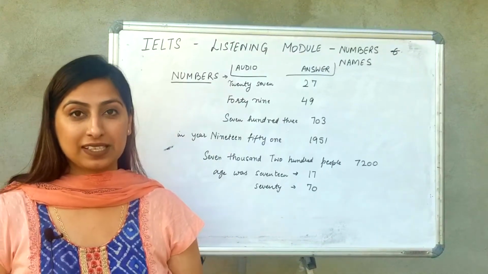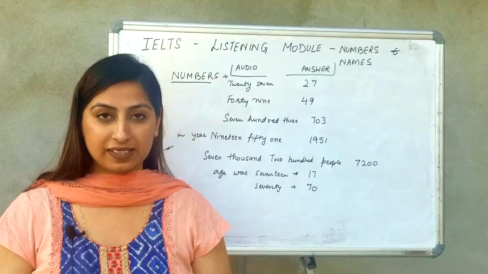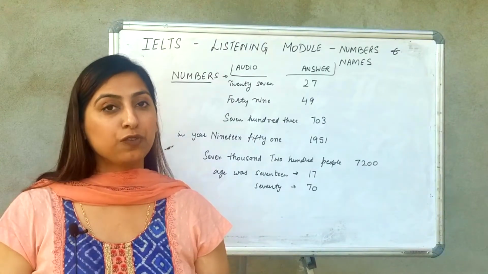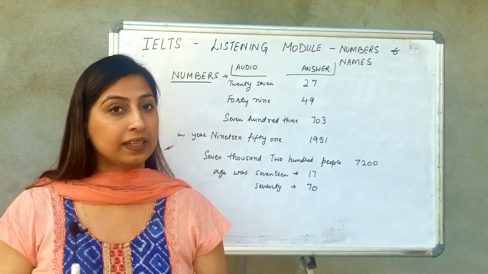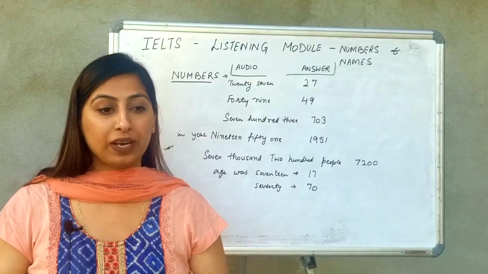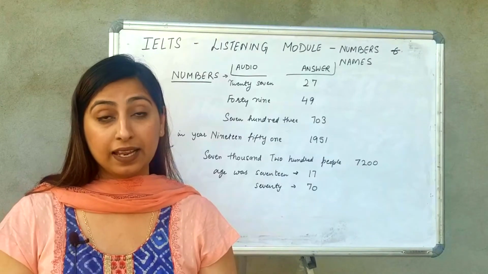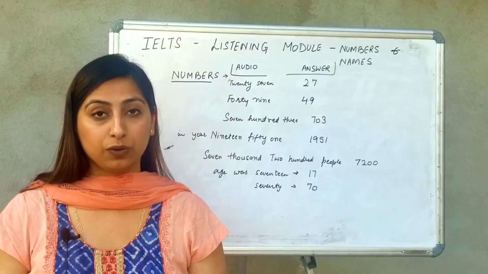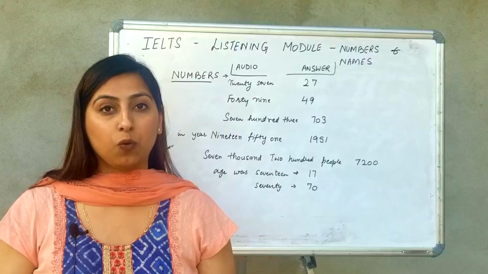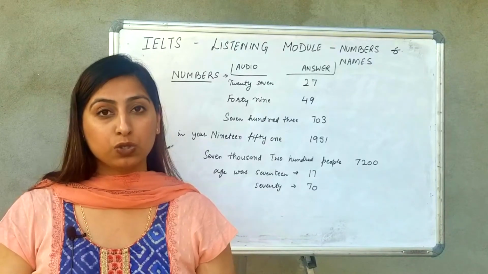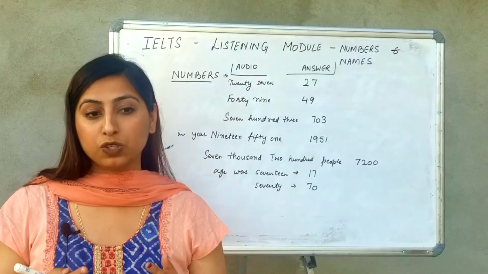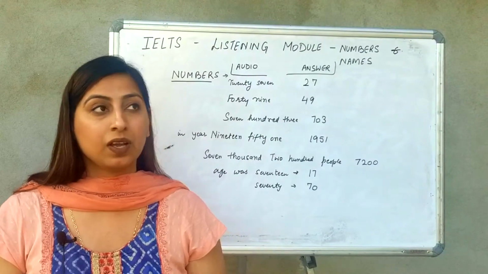Today we're going to discuss the listening section of the IELTS exam. We're going to focus on the numbers and the names. So whenever you listen to any number in the listening audio, what do you write and how do you know which is the correct answer? Let's have a look.